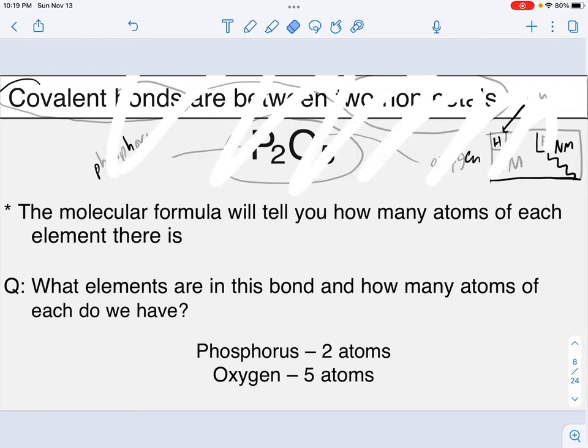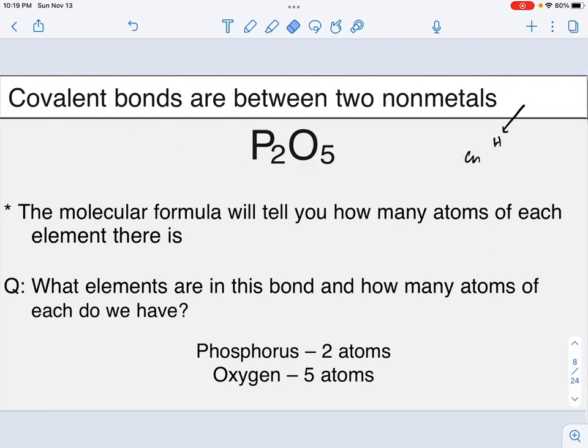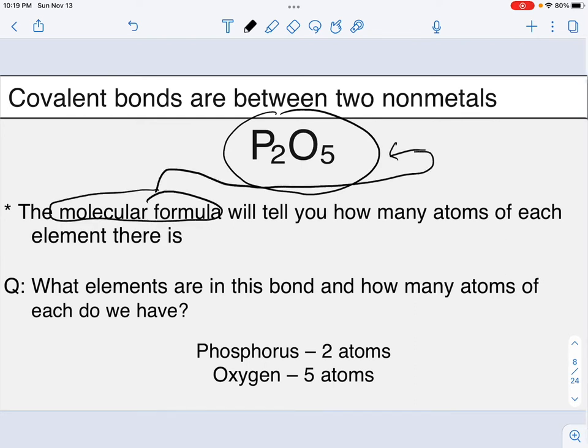Anyways, covalent bonds are between two nonmetals. Now let's look at the molecular formula. The molecular formula will tell you, and this is the molecular formula, okay? That's what I just circled. The molecular formula will tell you how many atoms of each element there is.